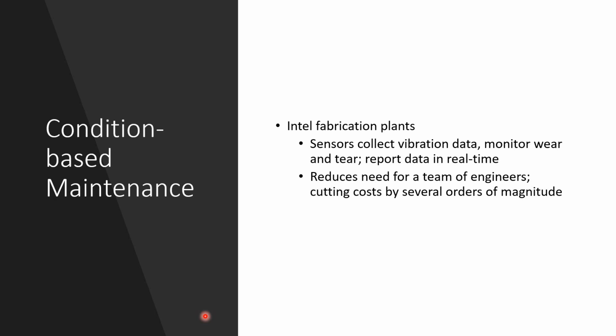This means that based on what the manufacturing plant is doing, and when it is doing it, you can monitor what they're doing, and based on that you can change the environment so that you can operate in a more efficient way. For example, Intel fabrication plants. There is a fabrication plant of Intel which manufactures many things, for example chips, microprocessors, etc. Sensors collect vibration data and monitor wear and tear.